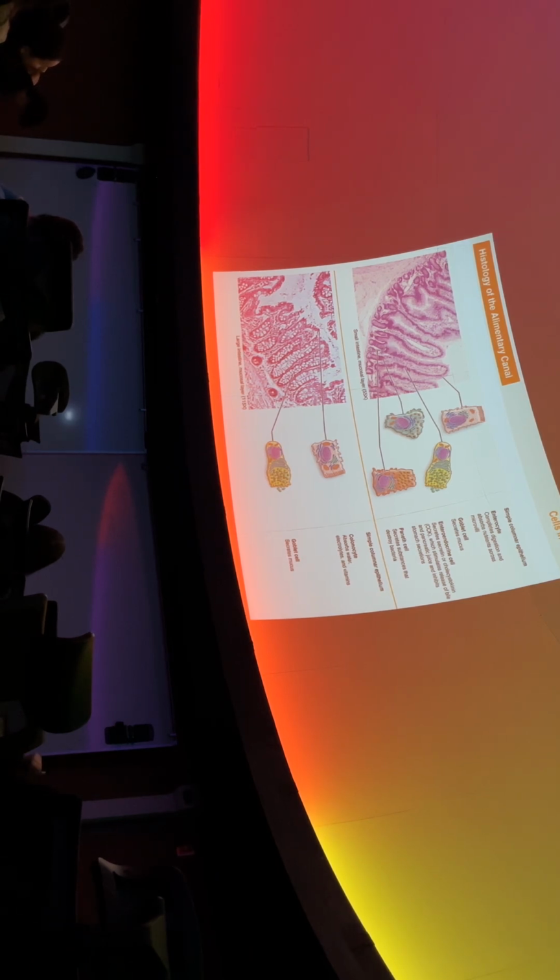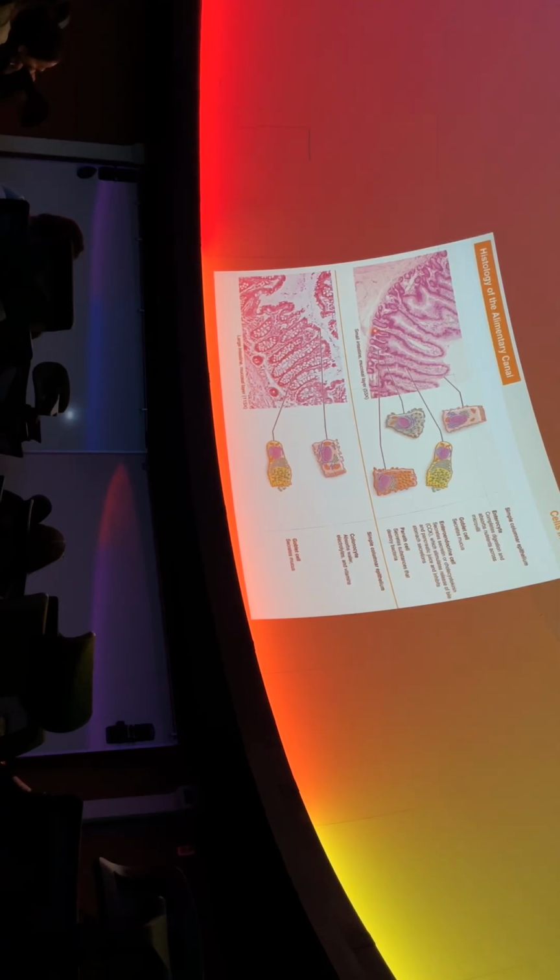Then we move on to the large intestine, and now the colonocytes. Notice they're very similar in structure because they're both absorbing. The only difference is these are absorbing water and these are absorbing food. Does that make sense? But then it has goblet cells. See, it's the exact same cell, just more of them.